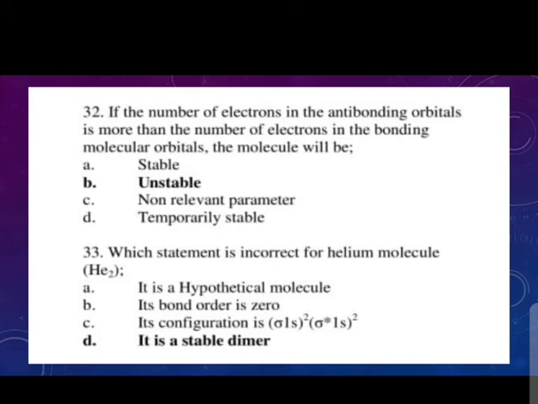Moving to our next question. Which statement is incorrect for helium molecule, that is He2? So our options are A. It is a hypothetical molecule, B. Its bond order is 0, C. Its configuration is σ1s2 σ*1s2, D. It is a stable dimer. So our correct option is D. It is a stable dimer.